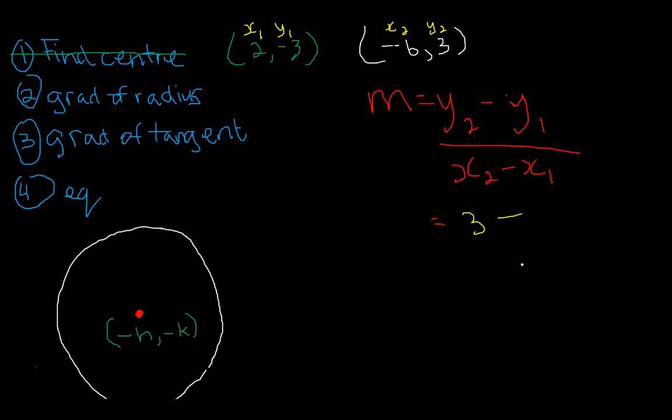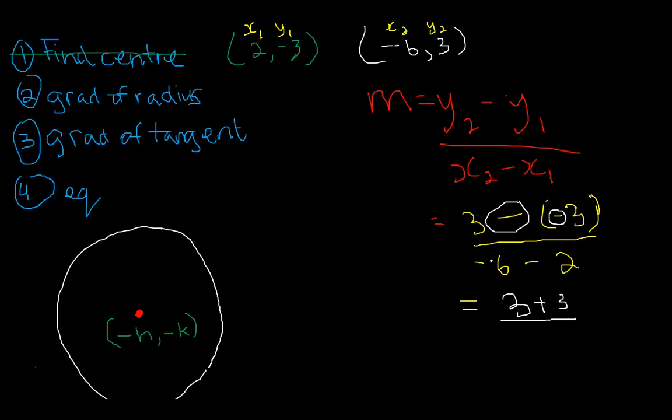Don't let this trap you. It's not 3 minus 3. It's 3 minus negative 3. So don't make the mistake of putting 3 minus 3. Next, x2 minus x1. x2 is minus 6, so I put my minus 6 there, minus, put the minus sign, x1. x1 is 2, so I put my 2 there. We know that a minus and a minus is a plus. So this becomes 3 plus 3 over minus 6 minus 2, that's minus 8.